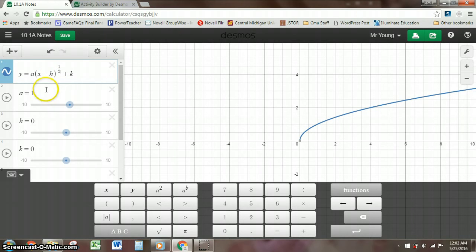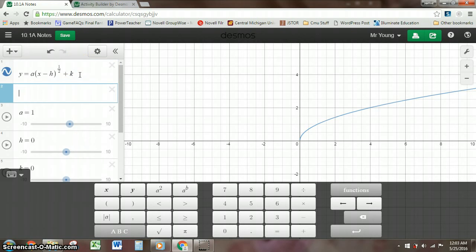If you remember, taking something to the 1/2 power is the same as taking the square root of something. And if that doesn't sound familiar, look back at section 7.3, where we dealt with rational exponents. So take a look back at 7.3 if that's confusing you. But when I take this y equals a times x minus h to the 1/2 power plus k, that is essentially our square root function.